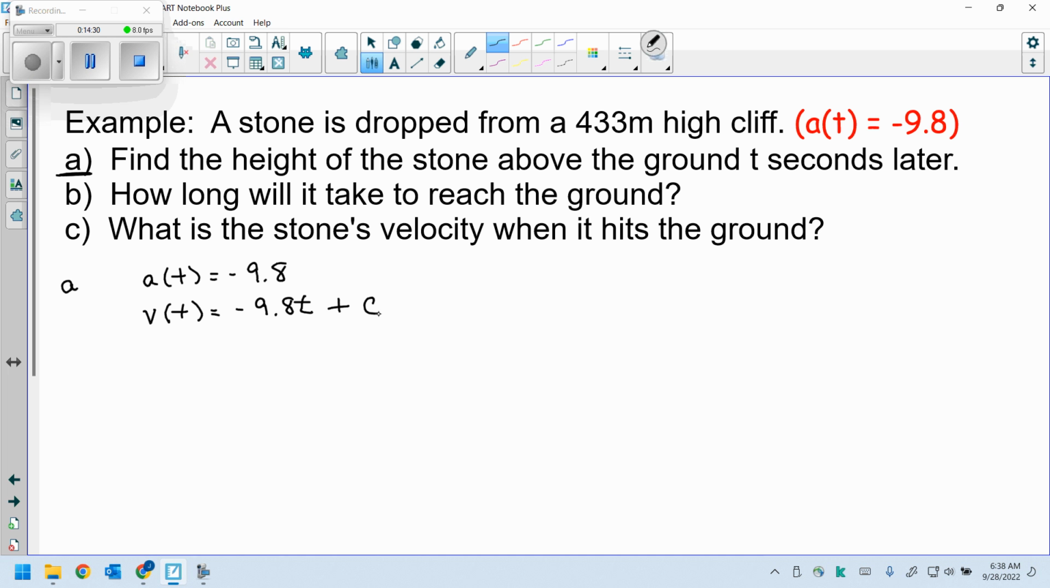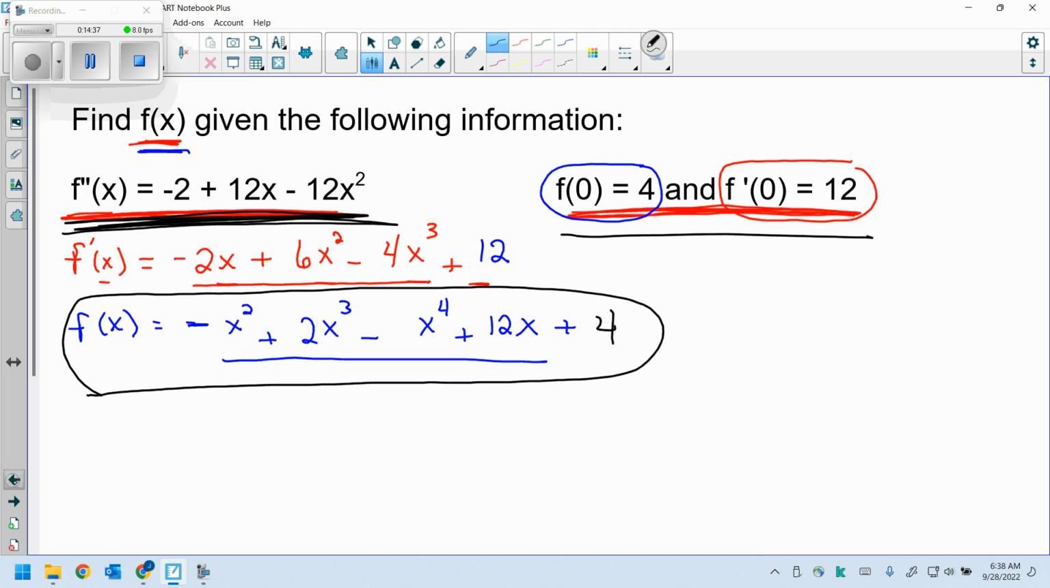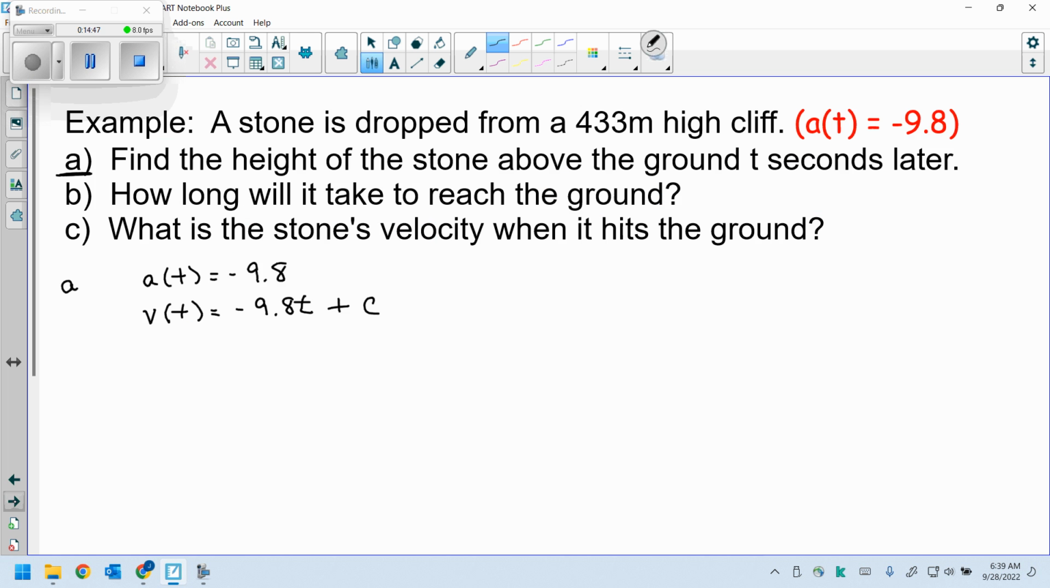Now, much like the last problem, are we given any velocity information? Back here, we were given some first derivative information, and that allowed us to find the value of that constant. Are we given any velocity information that will help us find the value of this constant? And it doesn't jump right out at you.